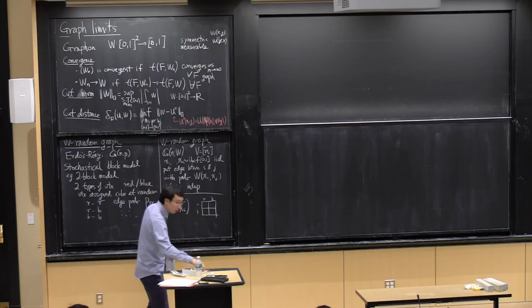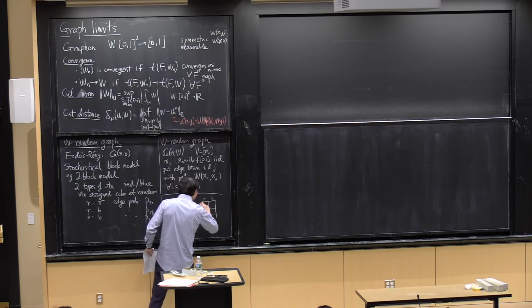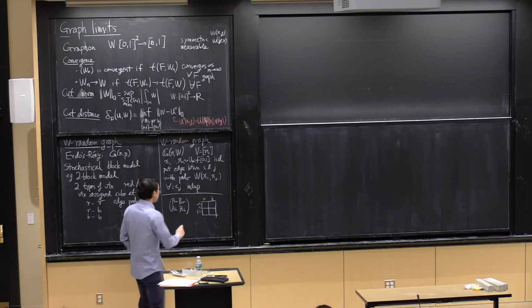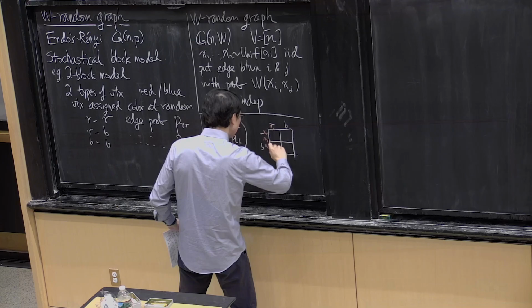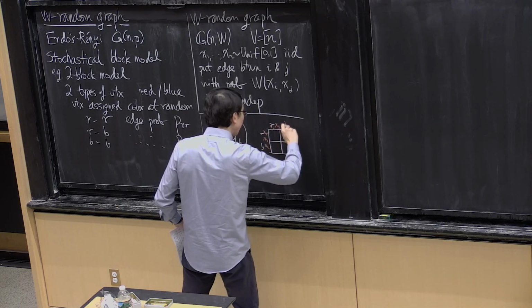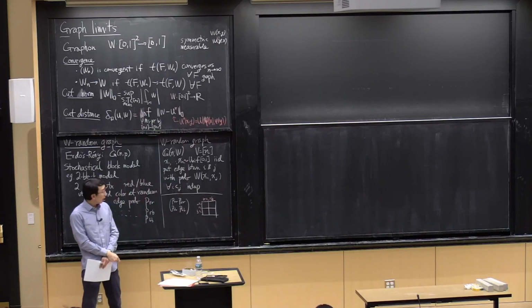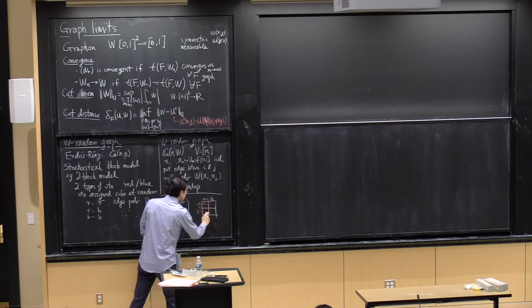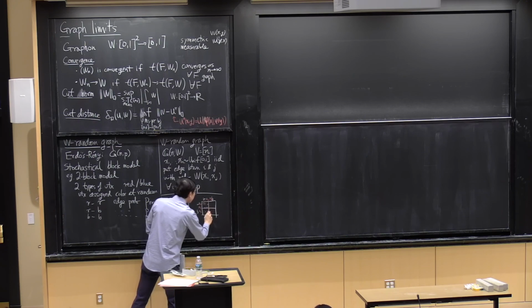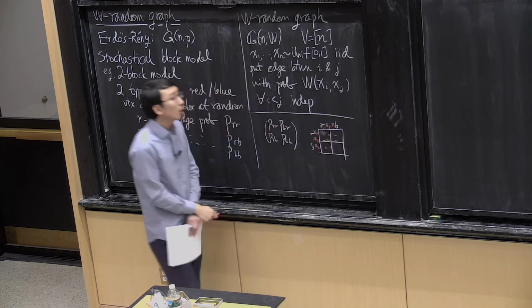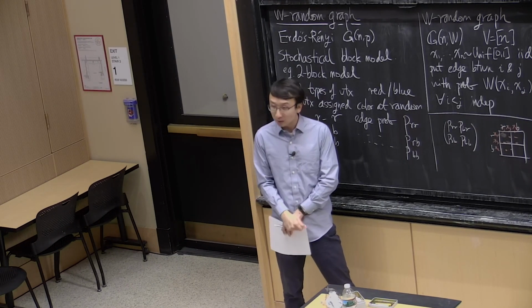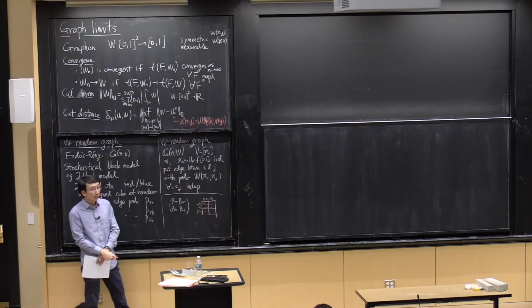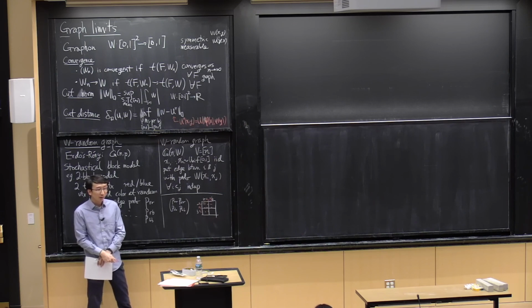So the generation process would be I give you some x_1, x_2, x_3, right? And then likewise x_1, x_3, x_2. And then I evaluate what is the value of this graphon at these points. And those are my edge probabilities. So what I described is a special case of this general W-random graph. Okay, any questions?